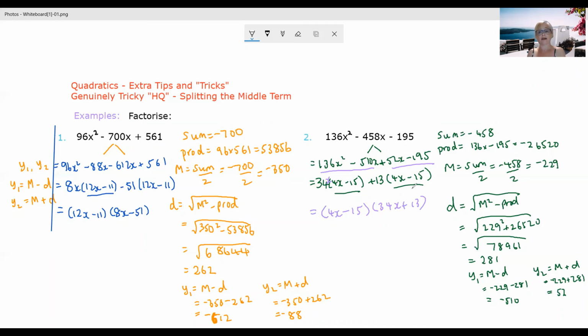Okay, and there you have it. That's using that special trick method to find our magic numbers.